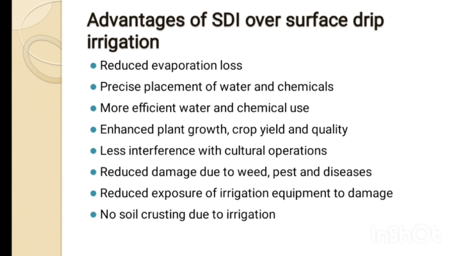Then advantages of surface drip irrigation. First one is reduced evaporation loss. Then precise placement of water and chemicals. More efficient water and chemical use. Enhanced plant growth, crop yield and quality. Less interference with cultural operations. Reduced damage due to weeds, pests and diseases. Reduced exposure of irrigation equipment to damage. No soil crusting due to irrigation.